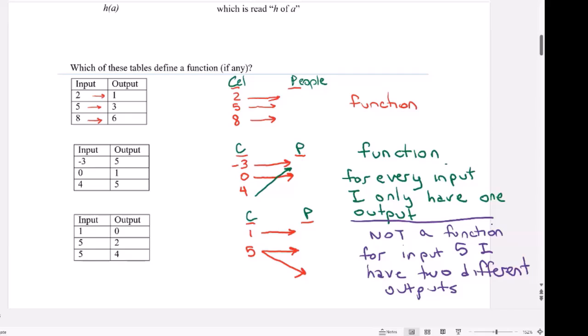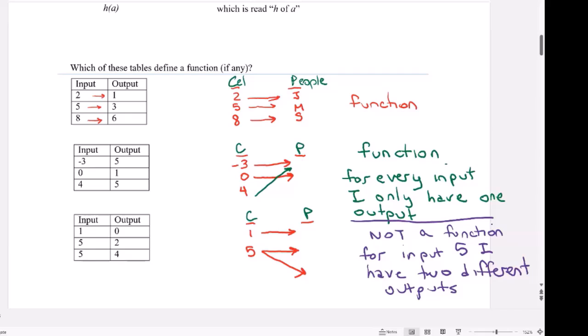So let's say this is John, Mary, and Susan. Okay. I hit 2, I get John. I hit 5, I get Mary. I hit 8, I get Susan. Perfect. Just like a phone should work, right?